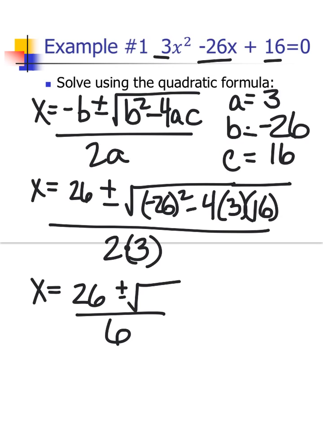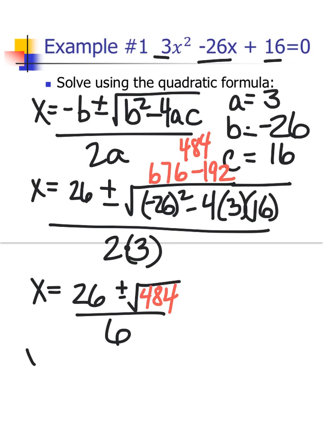Negative 26 squared is 676. Minus 4 times 3 times 16 is minus 192. Do the subtraction, you get 484. So that's the value of the discriminant. It goes under the radical.